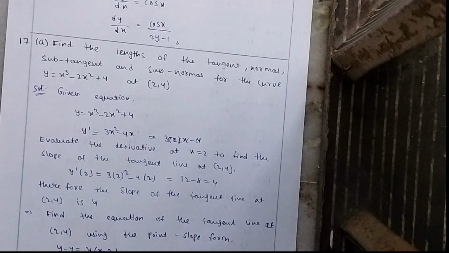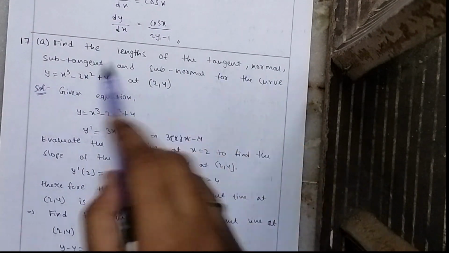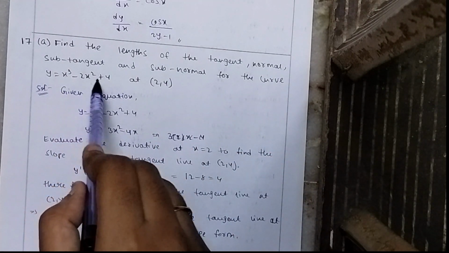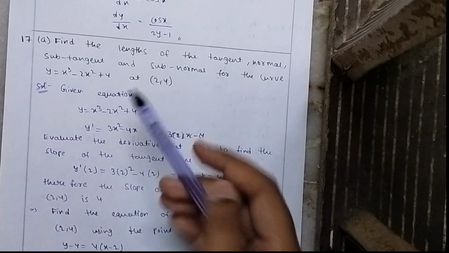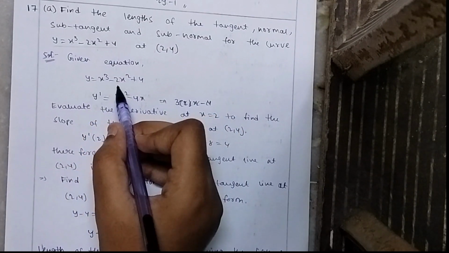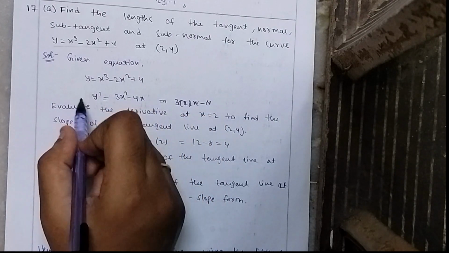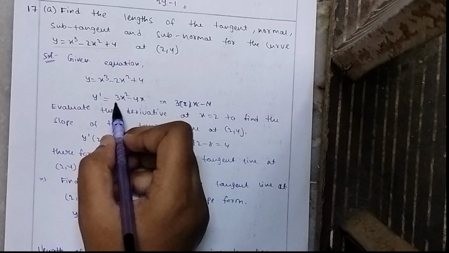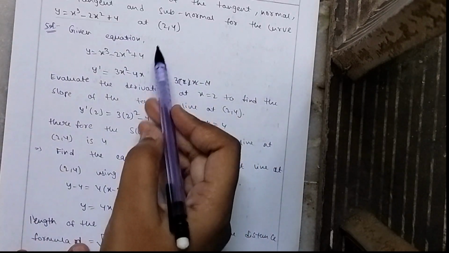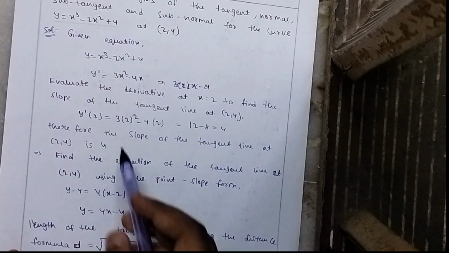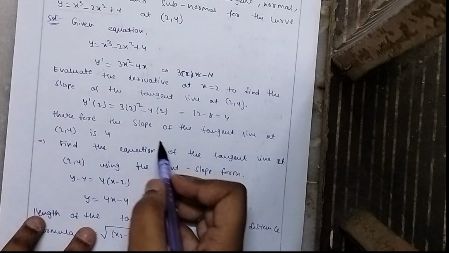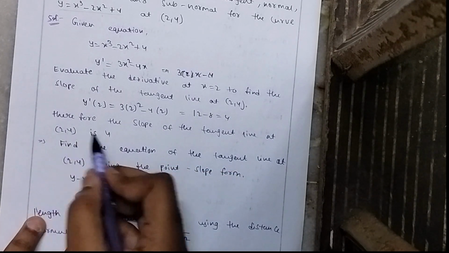Next, 17. Find the length of the tangent, normal, subtangent and subnormal for the curve y equals x cube minus 2x square plus 4 at 2, 4. Differentiating y with respect to x, we get 3x square minus 4x. Now substituting x equals 2, y dash of 2 is 4. Therefore, the slope of the tangent line at 2, 4 is 4.